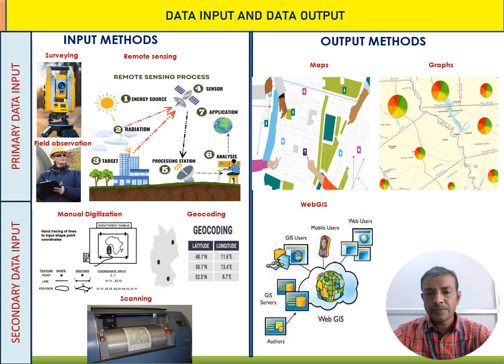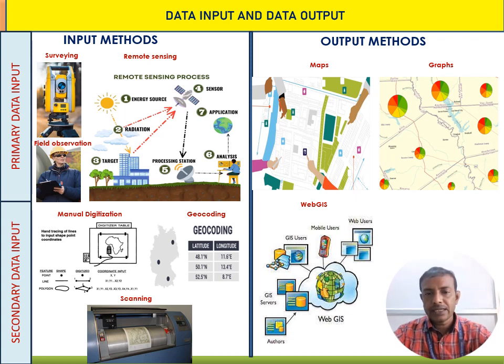Secondary data input can come from existing data sets by means of scanning. For instance, maybe 20, 30 years back when I was studying my bachelor degree, during that time we used secondary data input, which is manual digitization. That means you have the existing map. The existing map is fitted in the digitizer table, and the digitizer table is connected with the computer. So using the digitizer table, we trace the information from the existing paper map. So this data is transformed into digital format, which is called manual digitization.